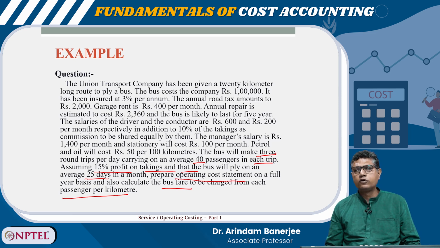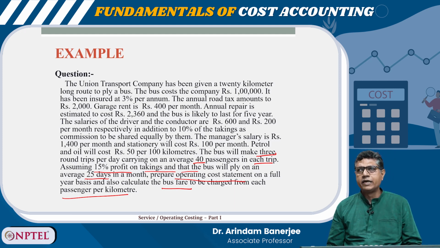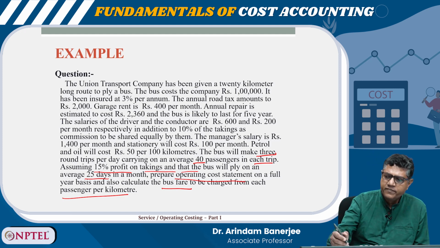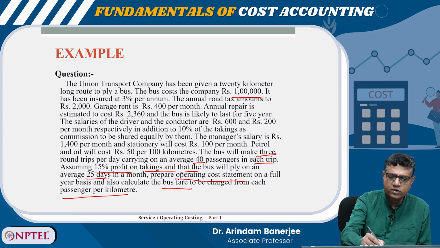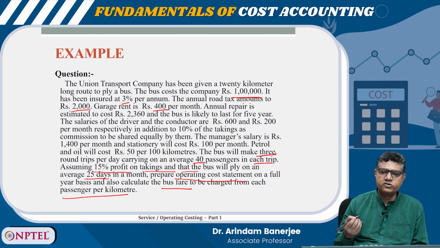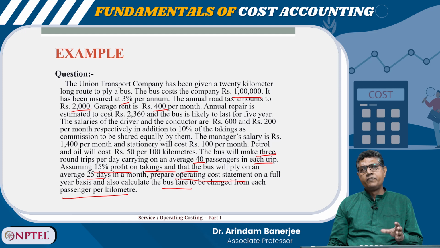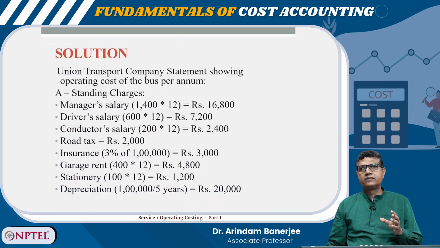So, the objective is what? The objective is to calculate the cost per passenger per kilometer, so that we can calculate the bus fare. You can observe from here that some of the expenses are fixed in nature, like garage rent, for example. The annual road tax is fixed. Whether the bus moves or not on the road, this has to be paid. So, we need to segregate. That is why the segregation of fixed cost, variable cost and semi-variable cost is important.